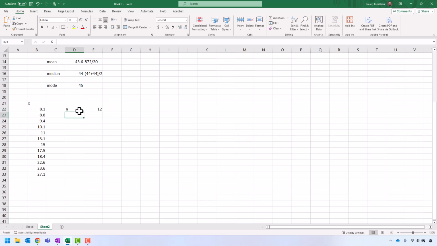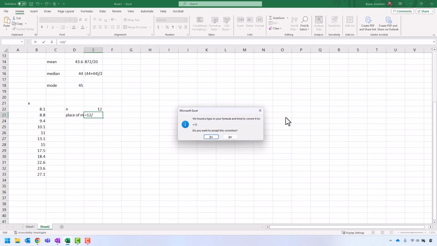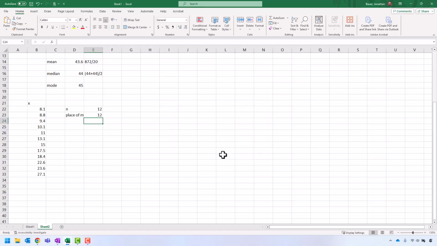So if I want to find the place value of the median, I've got to do 12 divided by 2, which is 6. Oh boy, I did 12 divided by 20. I just want to do 2. Oh. Don't know why it's being sassy, but it is. I might have my number lock off. Anyway, this is taking a lot longer than needed to. 12 divided by 2. So that's 6.